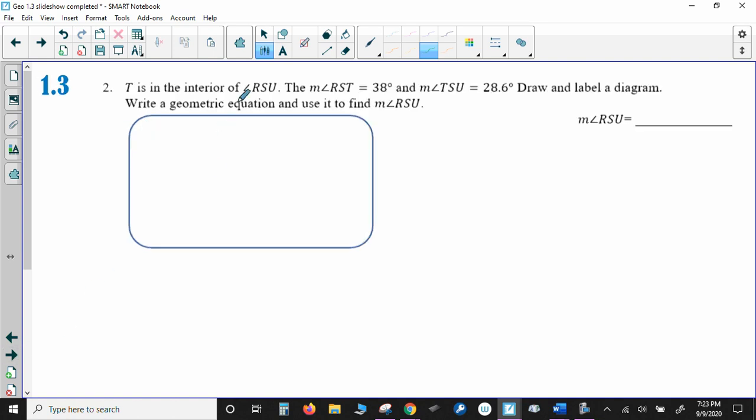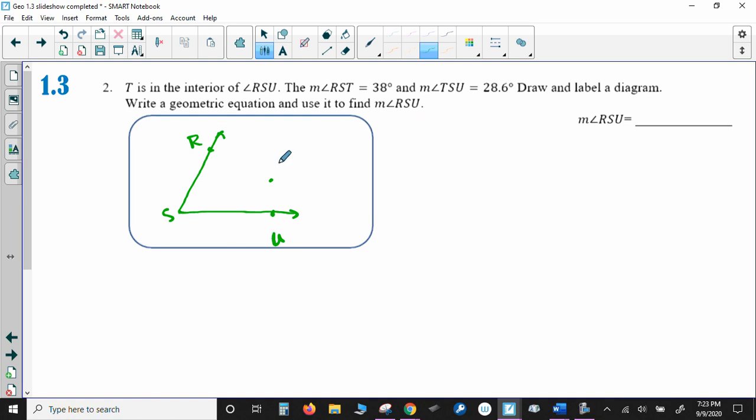T is in the interior of angle RSU. So I'm going to draw angle RSU. I'm going to say this is R, S has to be the vertex, so this has to be S, and this is U on this side, and it's an angle. These guys go on forever, and it says T is in the interior. I don't know where it is. I'm going to call this T down here. So we're going to erase this because that looked too smack dab in the middle, and it doesn't say that it's smack dab in the middle.